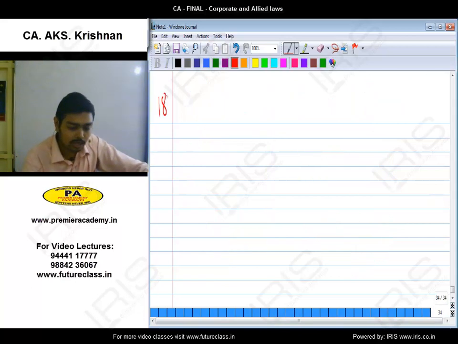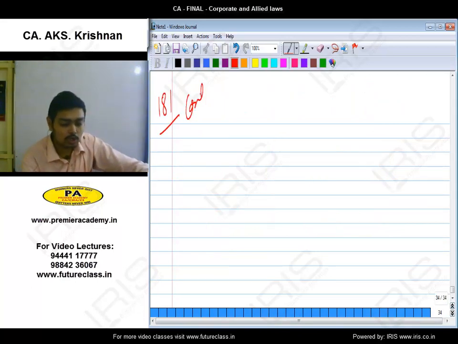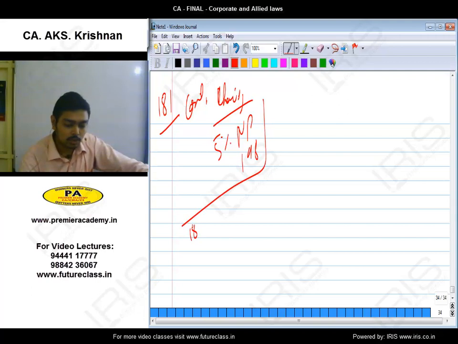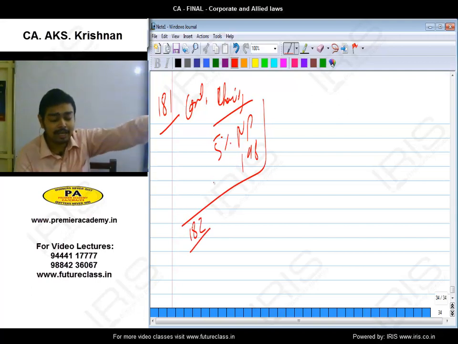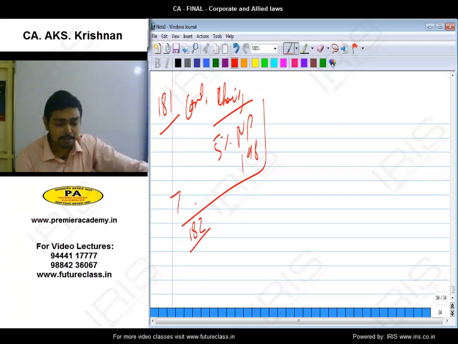Then we have 181. What is that? Contribution to charity. So how much is it? 5% of net profit. Then 182. Can you give more than 5%? Yes, by passing an ordinary resolution in general meeting.